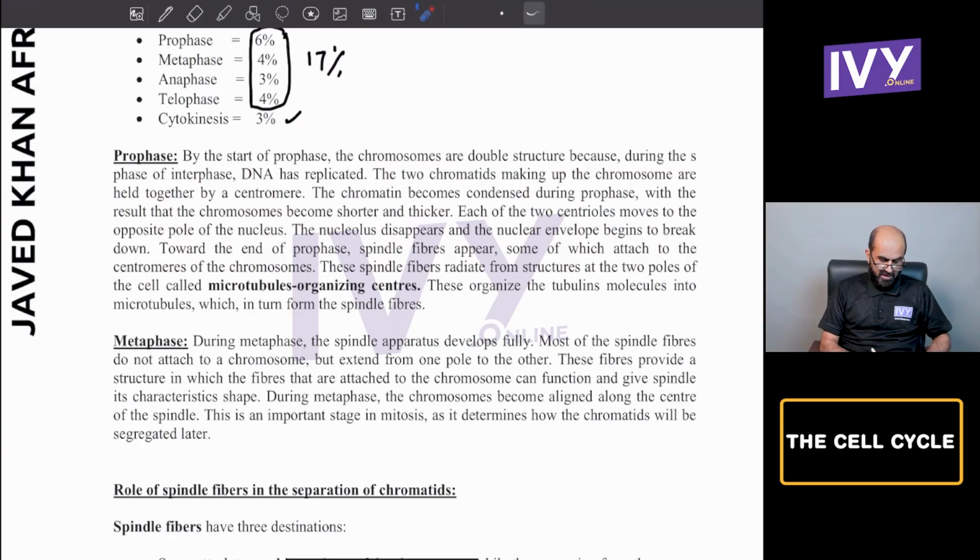So toward the end of prophase, these spindle fibers radiate from a structure at the two poles called the microtubule organizing center. They are talking about the centrosome, like in aster-shaped structures. These organize the tubulin molecules. What is tubulin? I told you, a protein molecule, into microtubules, which in turn form the spindle fibers. Microtubules means protofilaments. Many dimers are held together, just like the chain of your watch has many strips together. The strips are the tubulin dimers, and they join together to make the microtubules. That's the end of prophase.